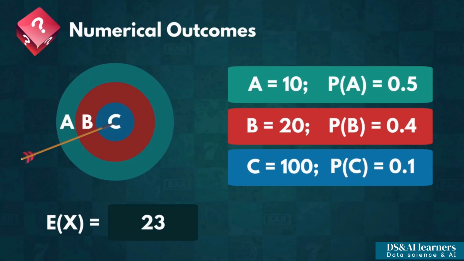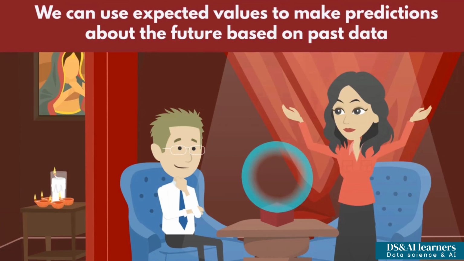Wait, we can never get 23 points with a single shot. So why is it important to know what the expected value of an event is? We can use expected values to make predictions about the future based on past data. We frequently make predictions using intervals instead of specific values due to the uncertainty the future brings.